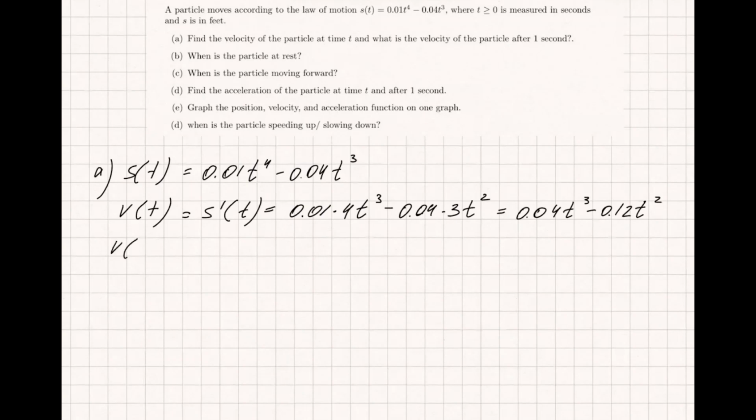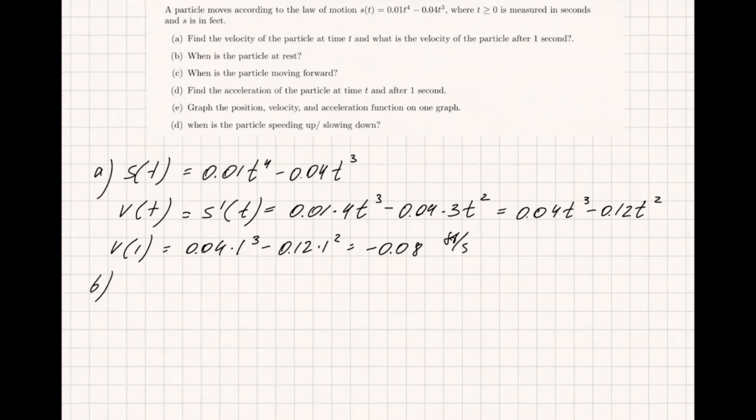Now the velocity after 1 second is v of 1, which is 0.04 times 1 cubed minus 0.12 times 1 squared, which is 0.04 minus 0.12, which is negative 0.08 feet per second. So please don't forget about the units.